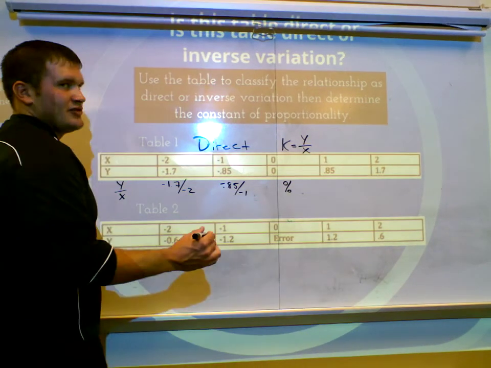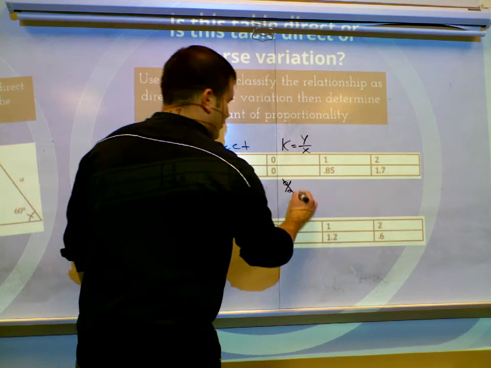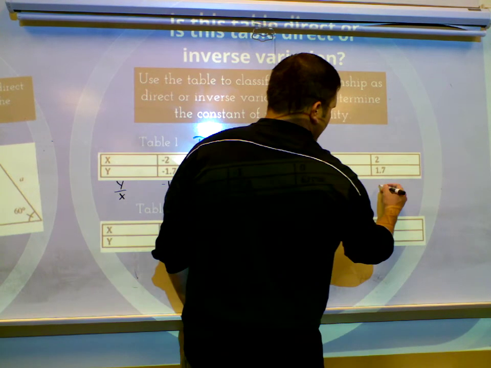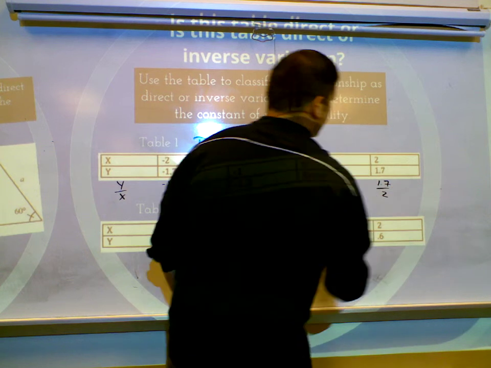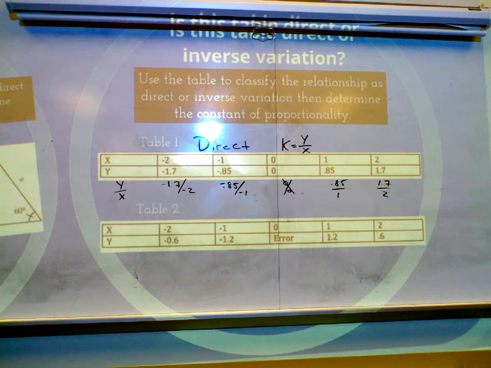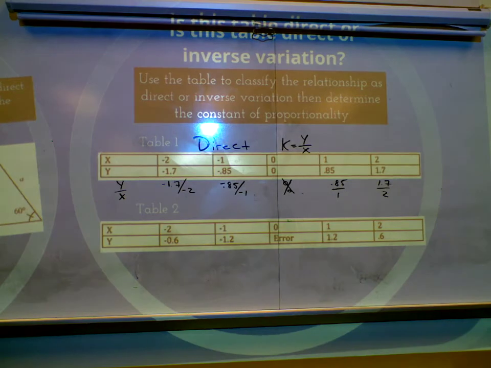No, it's going to be undefined, so I can't do that one. So don't worry about that one. Okay? This one, 0.85 divided by 1, 1.7 divided by 2. That's why we need our calculators. Can we calculate all of these? Yeah. How? Put them in there. Okay, try them out. Are they constant? Probably not.